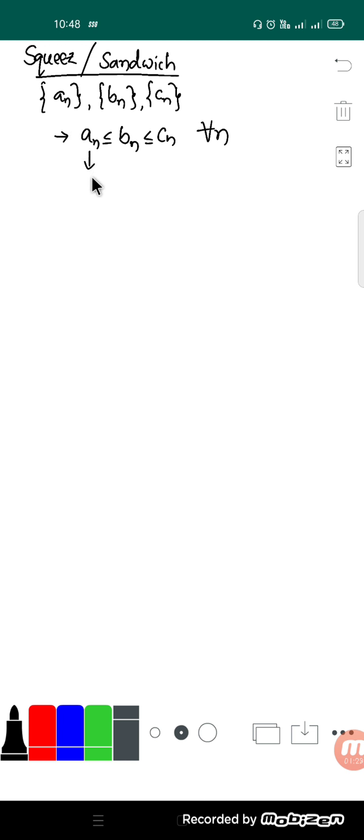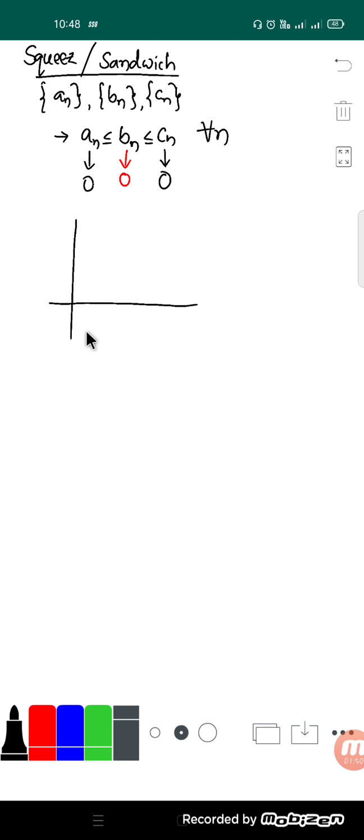If an converges to a finite limit, let's say it converges to 0, and cn also converges to 0, then bn must converge to 0. That's the theorem. So it looks like this.